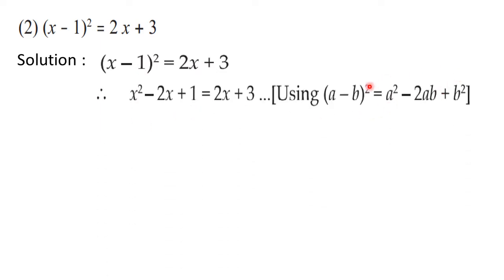Okay, this formula we are going to use. a minus b the whole square, a square minus 2ab plus b square. So this is the expansion of the bracket x minus 1 the whole square. See, a square means x square and b square means 1, and in between you have minus 2ab. So 2 into x into 1, that is 2x. So this is the expansion. Left hand side is copied down as it is.